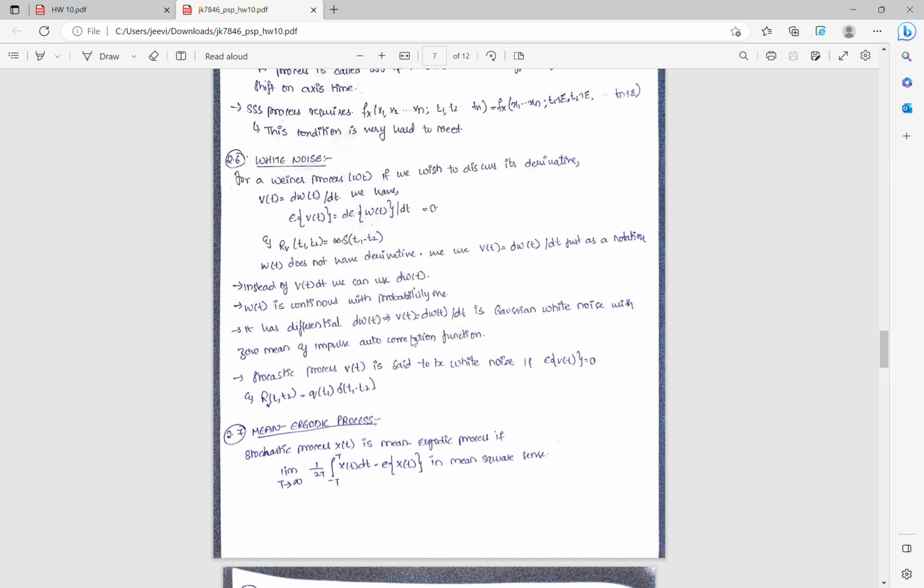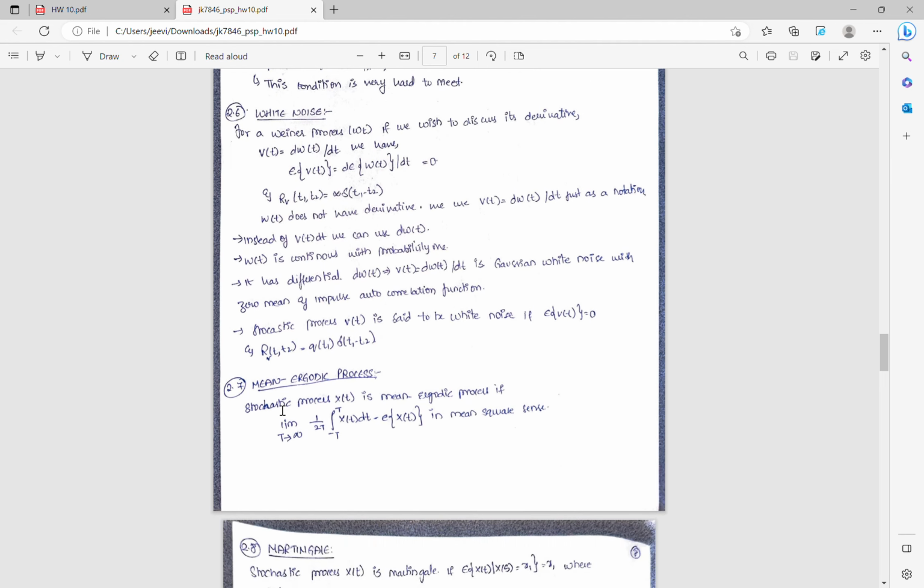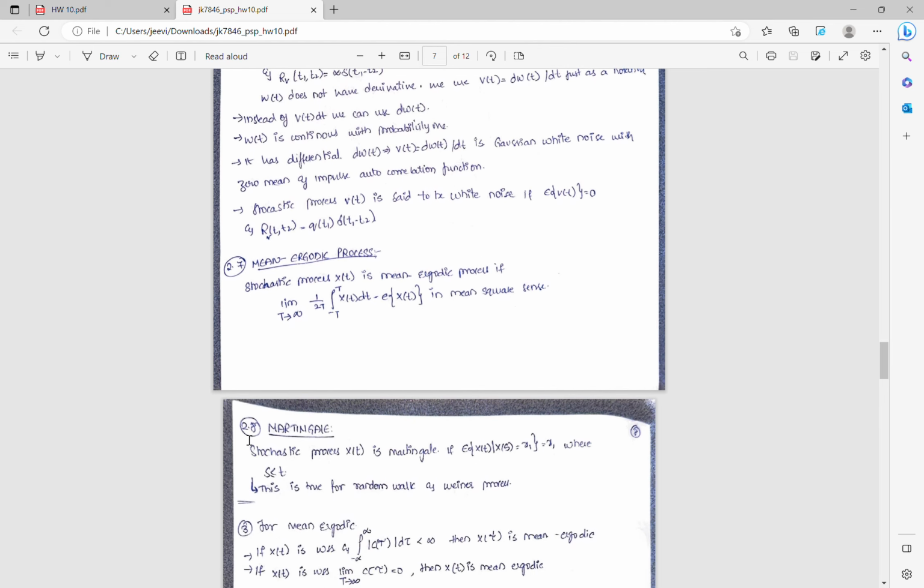Coming to the mean ergodic process: a stochastic process X of t is a mean ergodic process if the limit as T tends to infinity of 1 by 2T times the integral from minus T to T of X of t dt is equal to the expected value of X of t in the mean square sense. And the last part is the martingale. A stochastic process X of t is a martingale if the expected value of X of t given X of s is equal to X of s, where s is less than or equal to t.